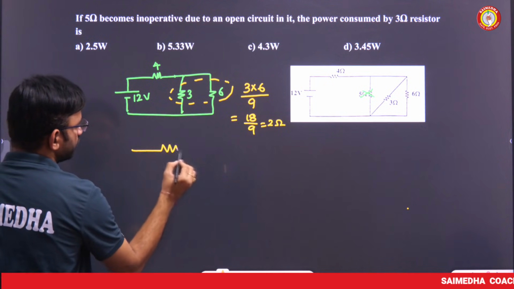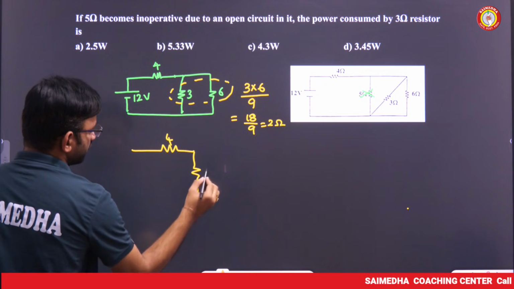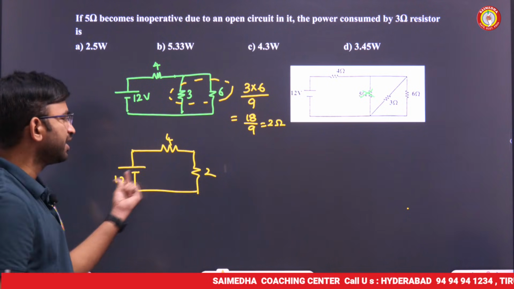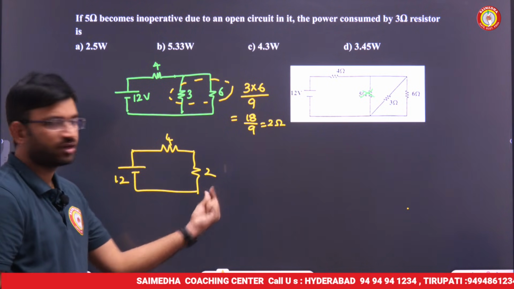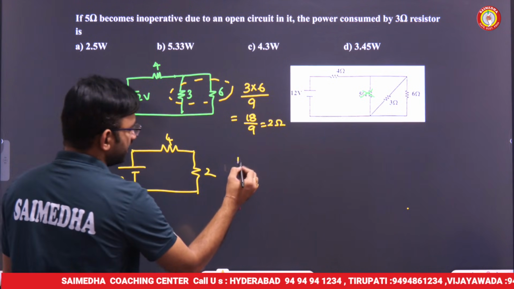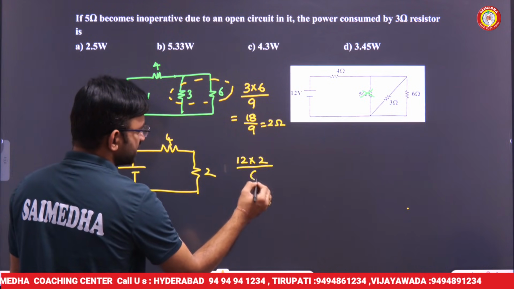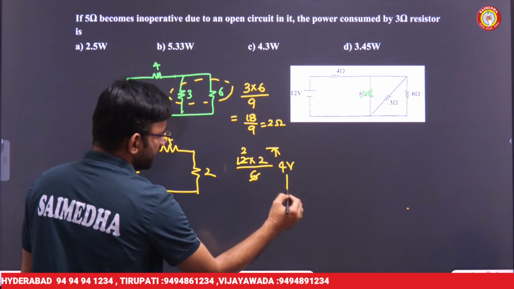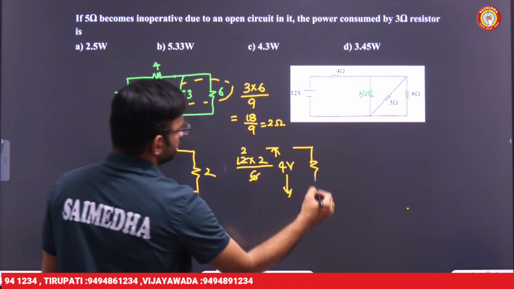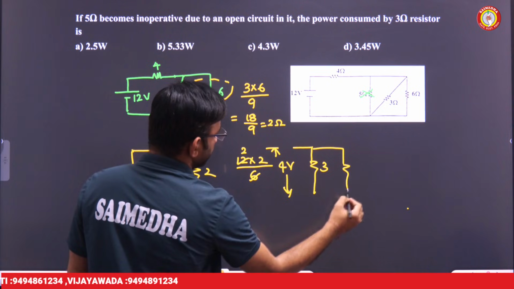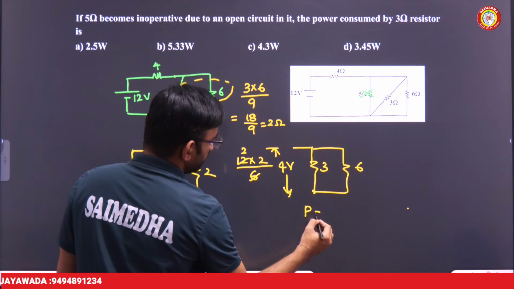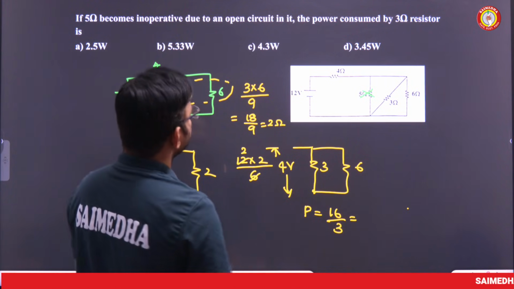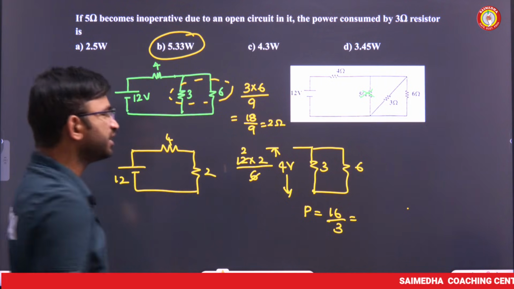So here 4 ohms, sir, here 2 ohms, sir, and here 12 volts, sir. So you can directly find the voltage across here. What is the voltage across here? 12 into 2 divided by 6, 6 ones are 6, 6 twos are 12. So the voltage will be 4 volts, sir. The same 4 volts is applied across the 3 ohm and 6 ohm. So power equals 16 divided by 3, approximately 5.33. This is one method of solving.